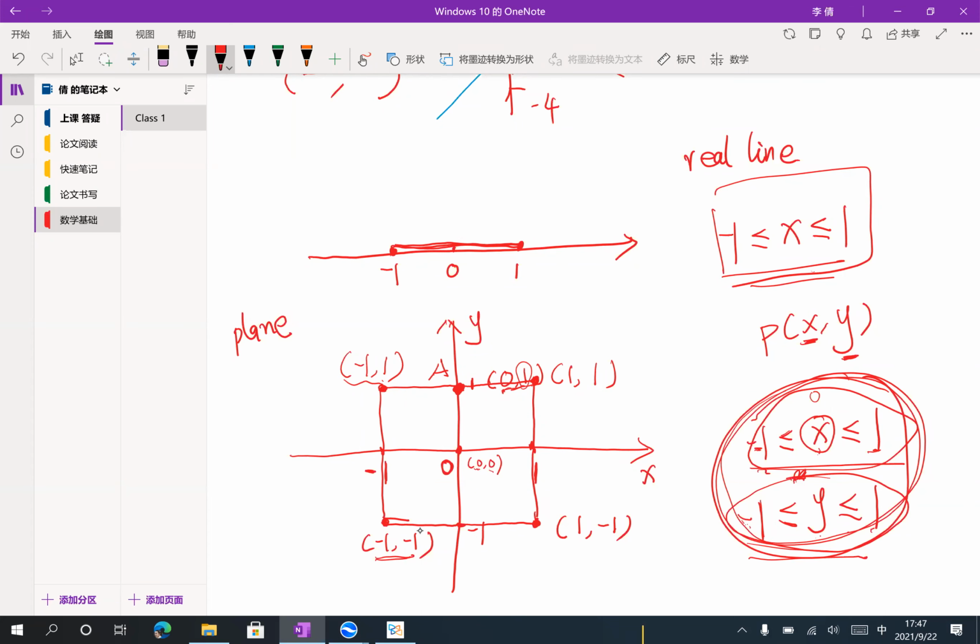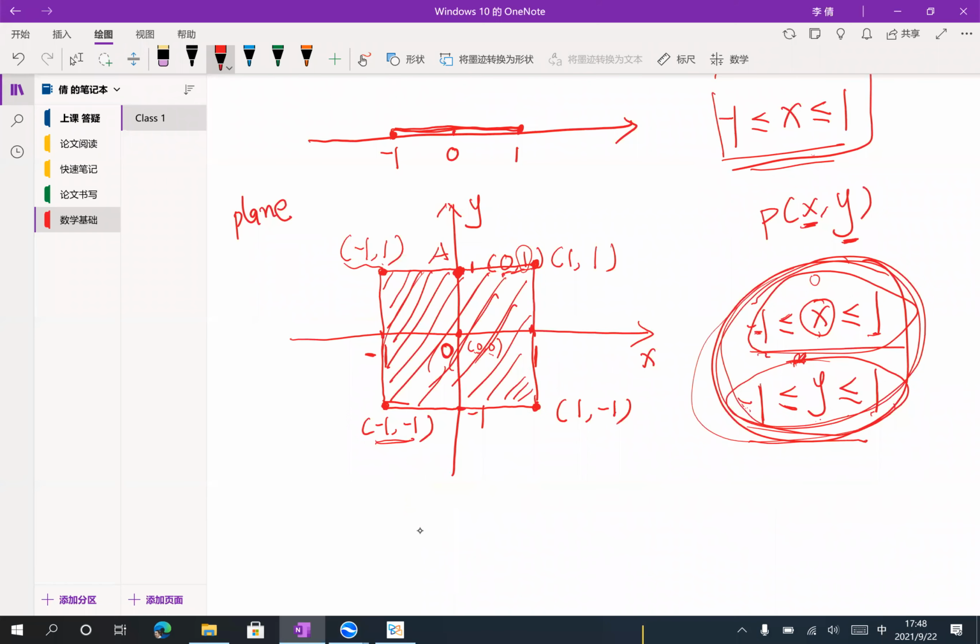Let's see all the points in this region. All those points will satisfy this inequality, right? You understand? Okay, all those points will satisfy this inequality. So if we draw the picture of this inequality in the plane, it will be like this.